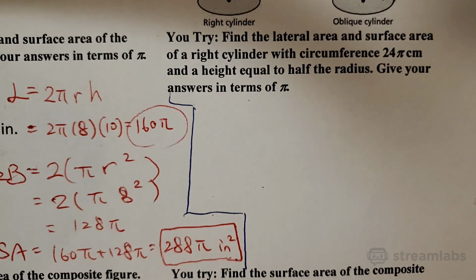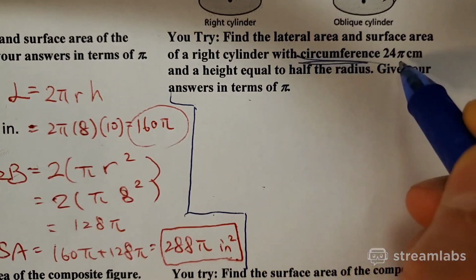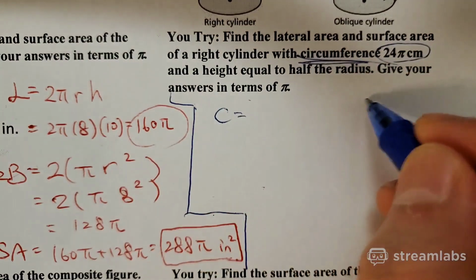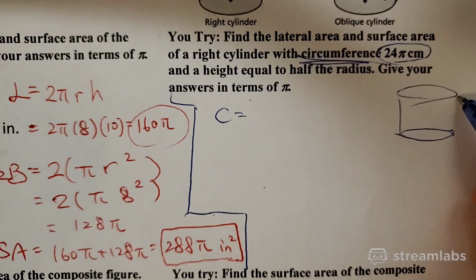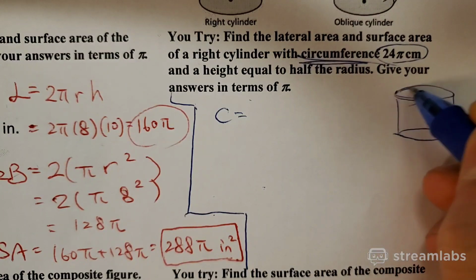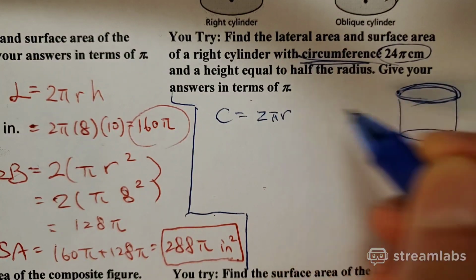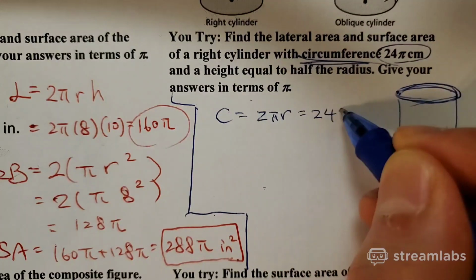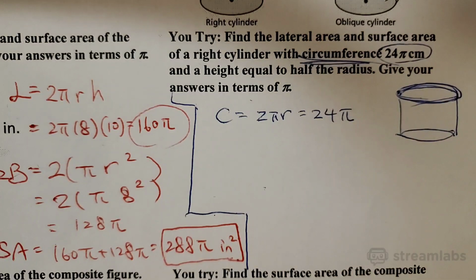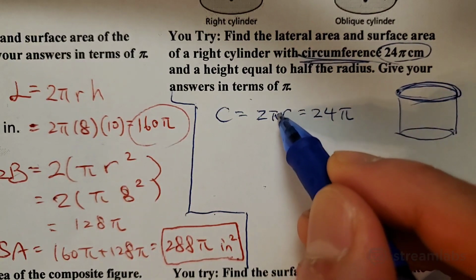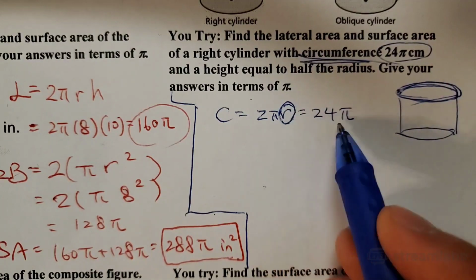So they say right cylinder with a circumference of 24 pi centimeters, right? Circumference, when we're looking at a cylinder, is usually 2 pi r. But they tell you the answer is 24 pi. So after you get that equation, what is your radius? 24 pi is 2 pi r.